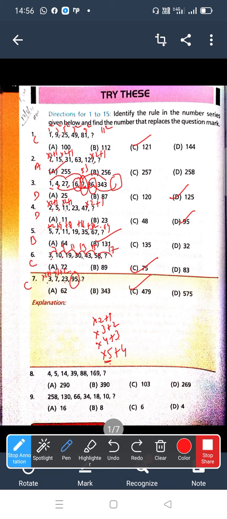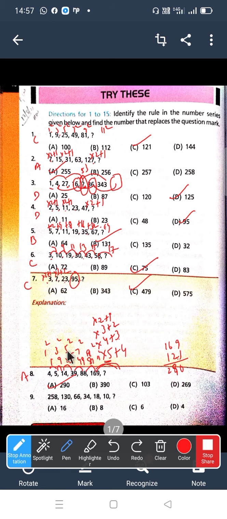Now coming to the eighth one. The numbers are 1, 9, 25, 49, 81. Here this is 1 square, 3 square, 5 square, 7 square, 9 square. The next one is 11 square. That means 121 should be added. If you add 169 plus 121, you get 290. So 290 is your option, option A.